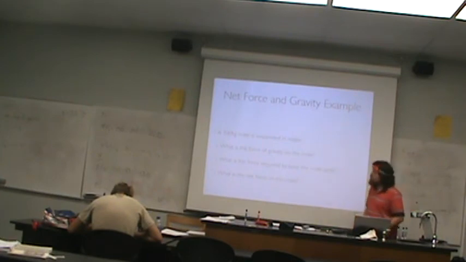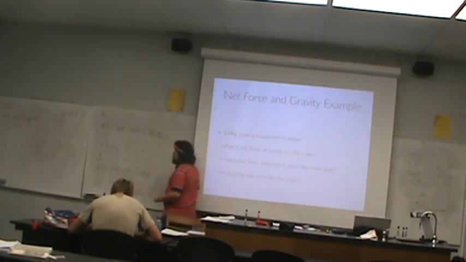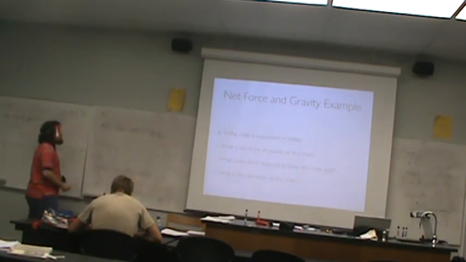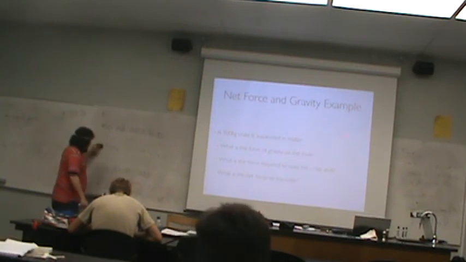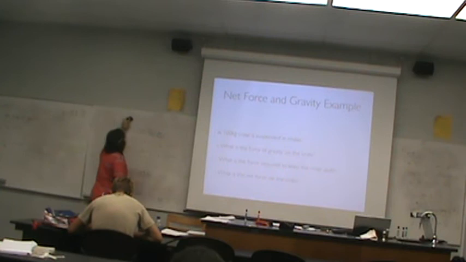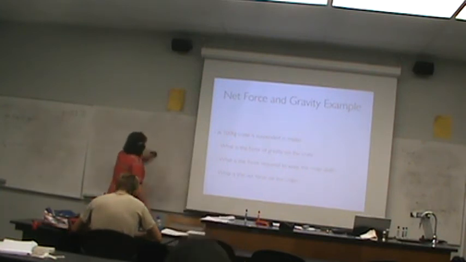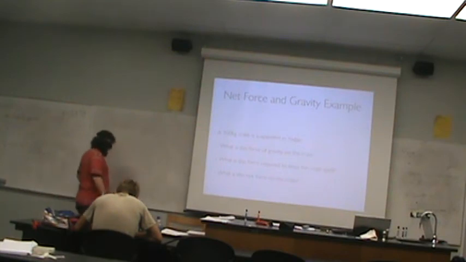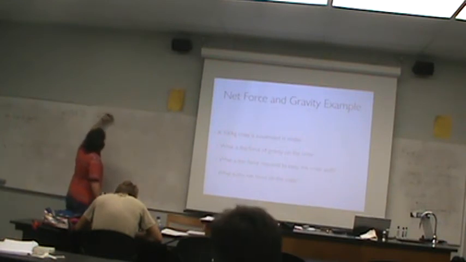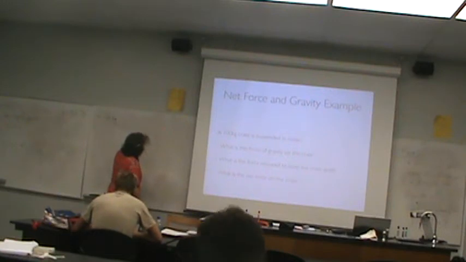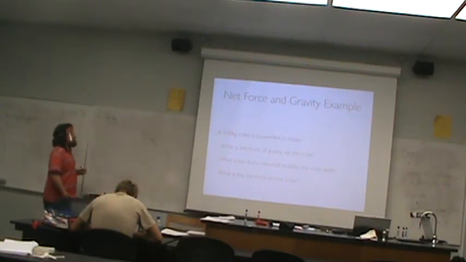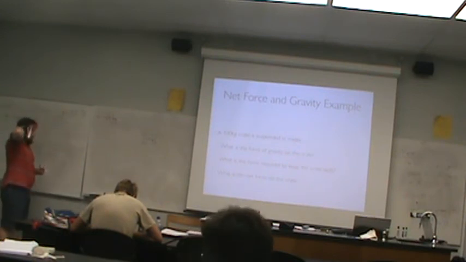So, here's our next example. A 100 kilogram crate is suspended in midair. I'm going to erase this previous example and put in a new one. The mass of the object is 100 kilograms, and I'm going to start drawing a picture to go along with this question. We have our box, it is 100 kilograms, and it is suspended in midair.